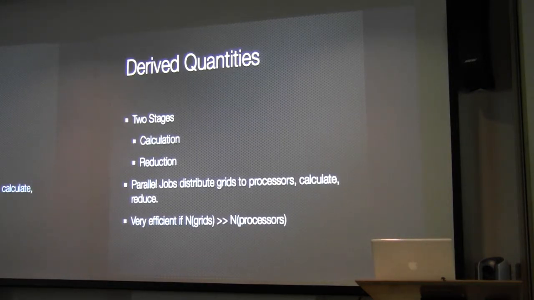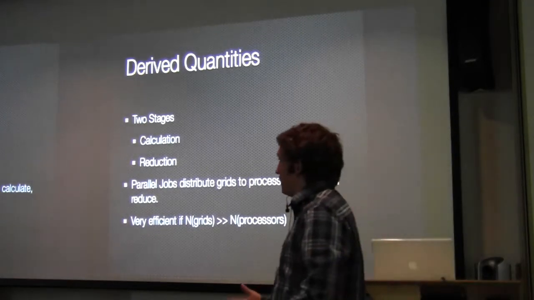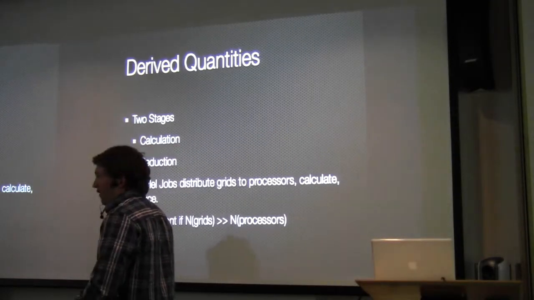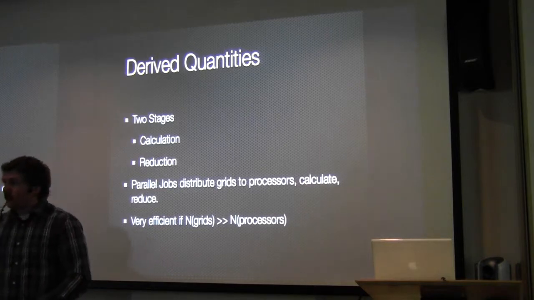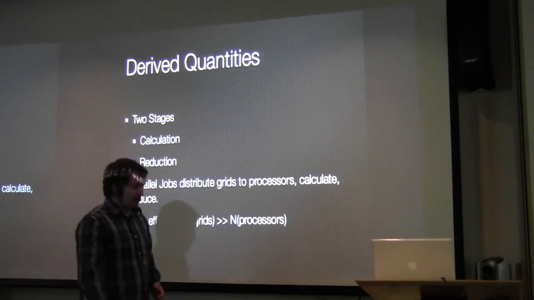Parallel jobs, again, this is a grid decomposition, so it distributes the grids to the different processors, calculates it, reduces it. This is going to be very efficient, at least parallel efficient, as long as the number of grids that you have in your simulation is much, much larger than the number of processors that you're using. So you're going to get a good load balancing between your processors.